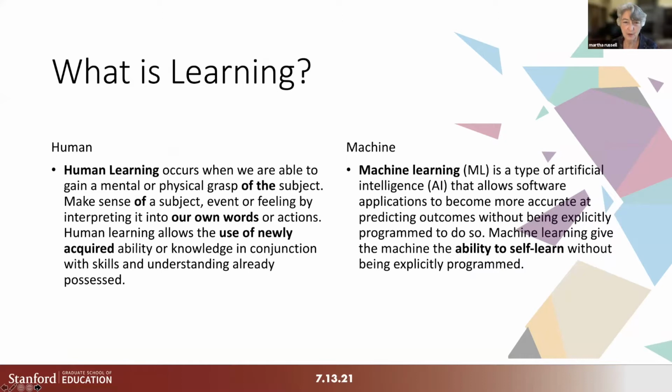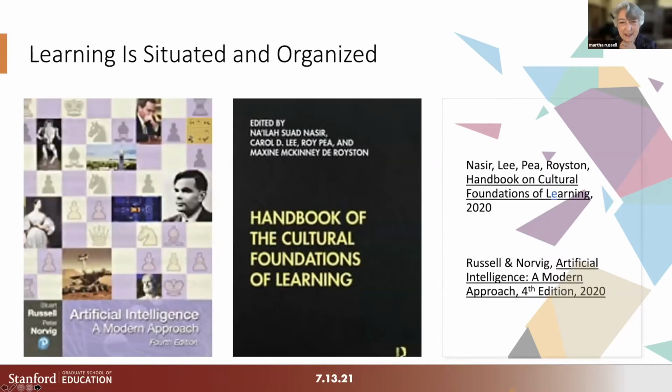Human learning occurs when we're able to gain a mental or physical grasp of the subject, make sense of the subject, event, or feeling by interpreting it in our own words or actions. Human learning allows the use of newly acquired ability and knowledge in conjunction with skills and understanding that's already possessed. We use the same word, learning, for machine learning. Machine learning is a type of artificial intelligence that allows software applications to become more accurate at predicting outcomes without being explicitly programmed to do so. Machine learning gives the machine the ability to self-learn without being explicitly programmed. I think these are not novel concept definitions to you, but for the conference and today, tomorrow, and Thursday's conversations, it's important to differentiate them.